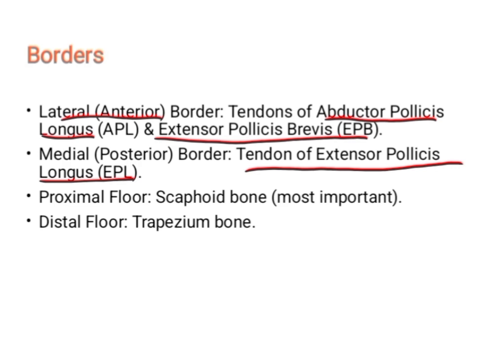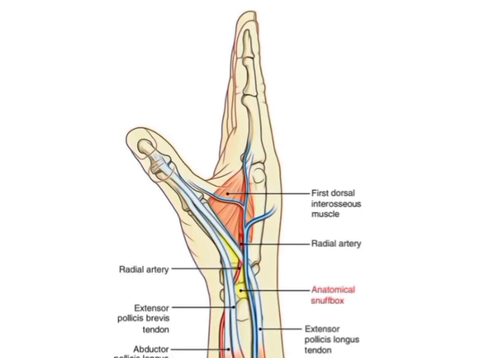Now on the floor, look at the image. This is the image we're talking about. This is our lateral, this is our medial side. You see the lateral is formed by two tendons, extensor pollicis brevis and abductor pollicis longus. While if you look at the medial or posterior, we have the extensor pollicis longus tendon.